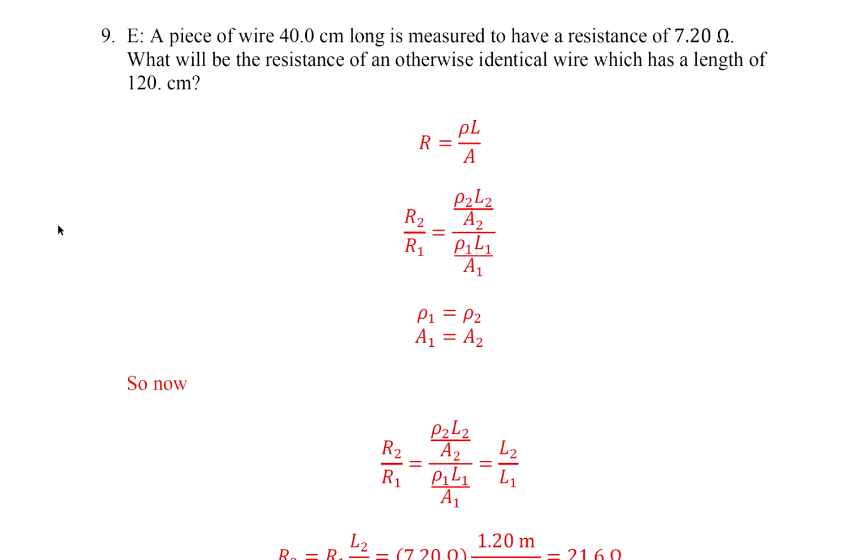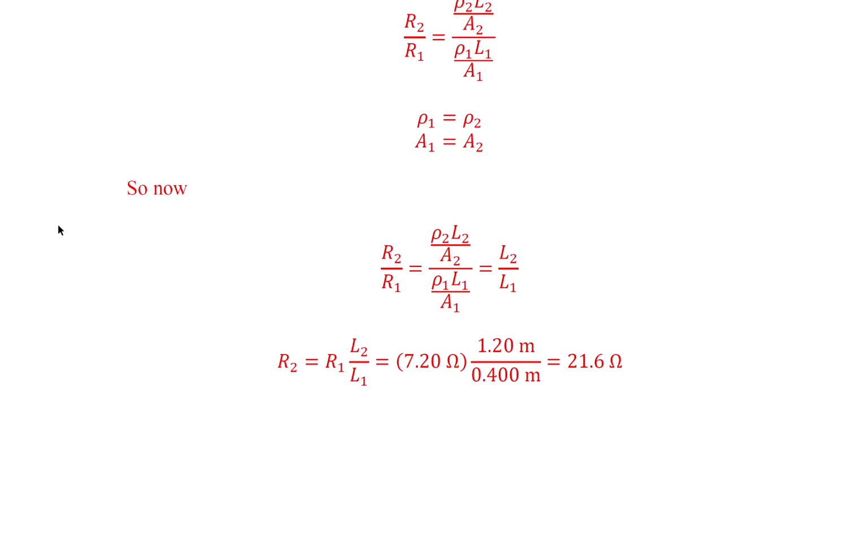Question 9. A piece of wire 40 centimeters long is measured to have a resistance of 72 ohms. What will be the resistance of an otherwise identical wire which has a length of 120 centimeters? So you can see I took a ratio here. Rho 1 was equal to rho 2, A1 was equal to A2. Cancel stuff out, and that's what I get.